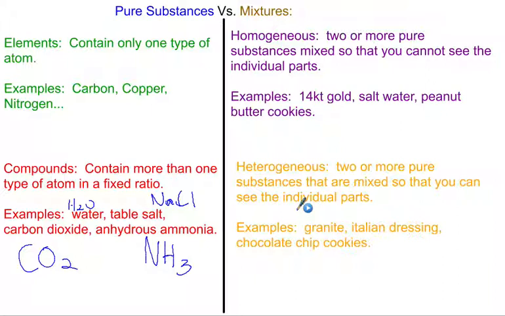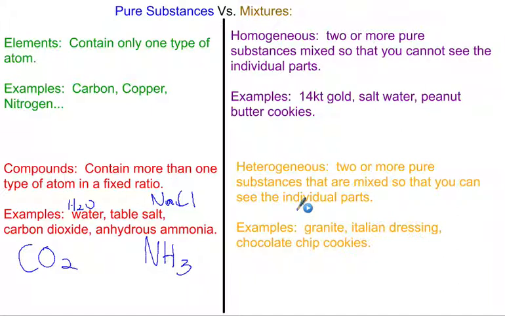Another thing, think of peanut butter cookies, they look the same everywhere. Heterogeneous mixtures are when you have 2 or more pure substances that are mixed so that you can see the individual parts. For example, a rock like granite has big grains of the different minerals that are in there. Italian salad dressing has different chunks of the different seasonings and whatnot. If you have chocolate chip cookies, you can see the chocolate chips and the cookie are very different. Okay, so those are examples of heterogeneous mixtures.